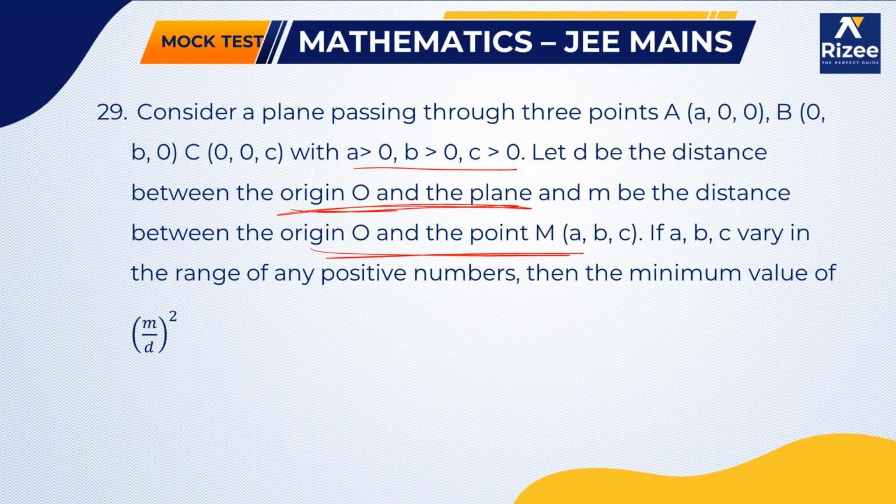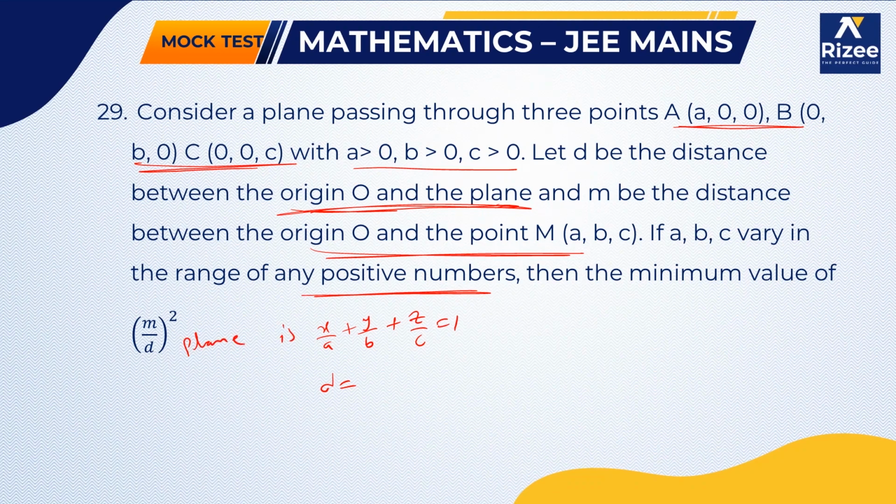First we should write the equation of the plane passing through these 3 points. Simply we can write x by a plus y by b plus z by c is equal to 1. D is equal to the distance between the origin and the plane, so 1 by root over 1 by a square plus 1 by b square plus 1 by c square. Simply we can write abc by root over a square plus b square plus c square.